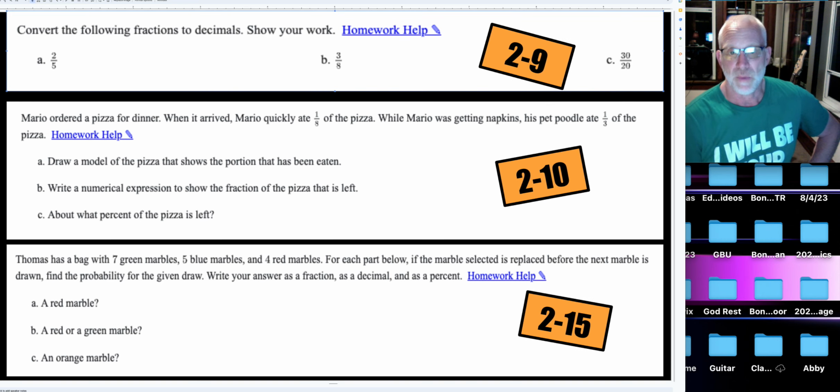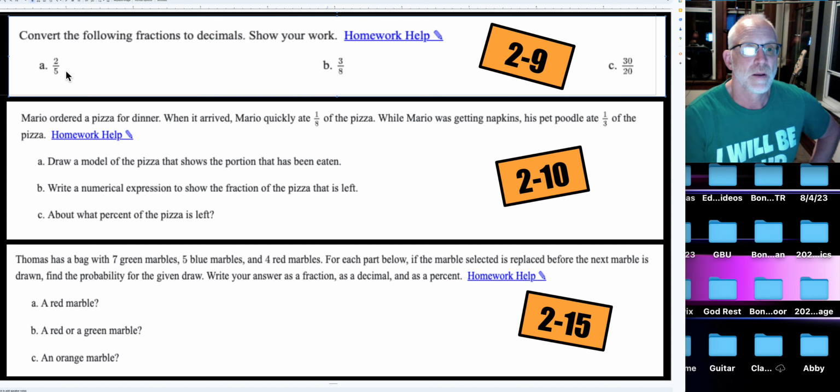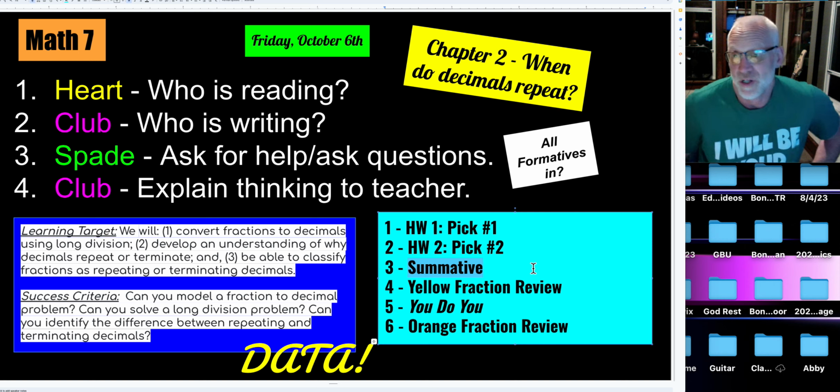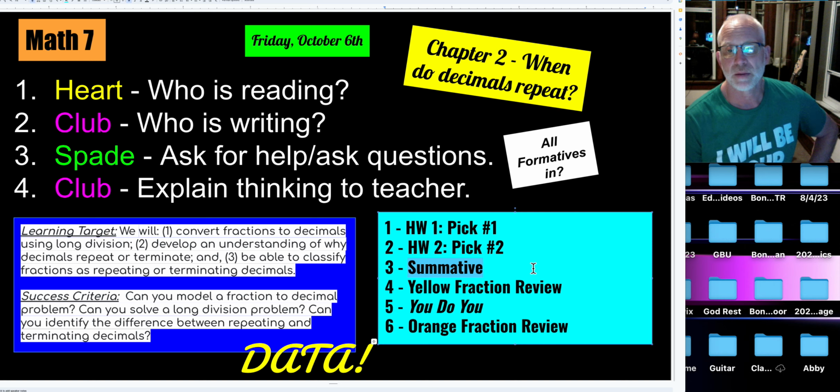Then after that, I'm going to stop the kids, and we're going to go on to the summative, making sure that everyone has their summative turned in. If your summative is not turned in, we're going to turn it in and finish that up. Make sure that we get everything logged in Infinite Campus so you know what those scores are. So it's going to go homework 1 and 2, where you pick 2 of those 3 problems. Then we go to the summative, and then we go to the yellow fraction review. I'll post these fraction reviews up on Google Classroom.